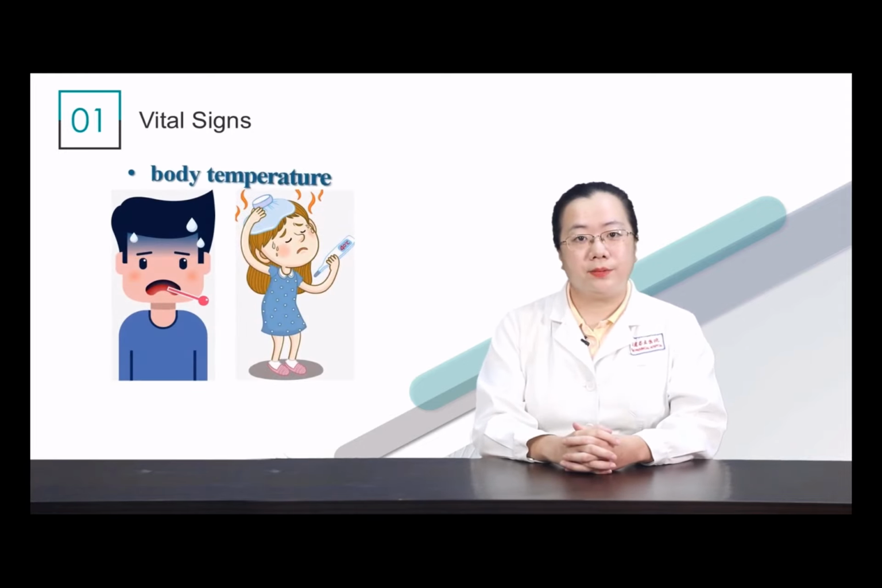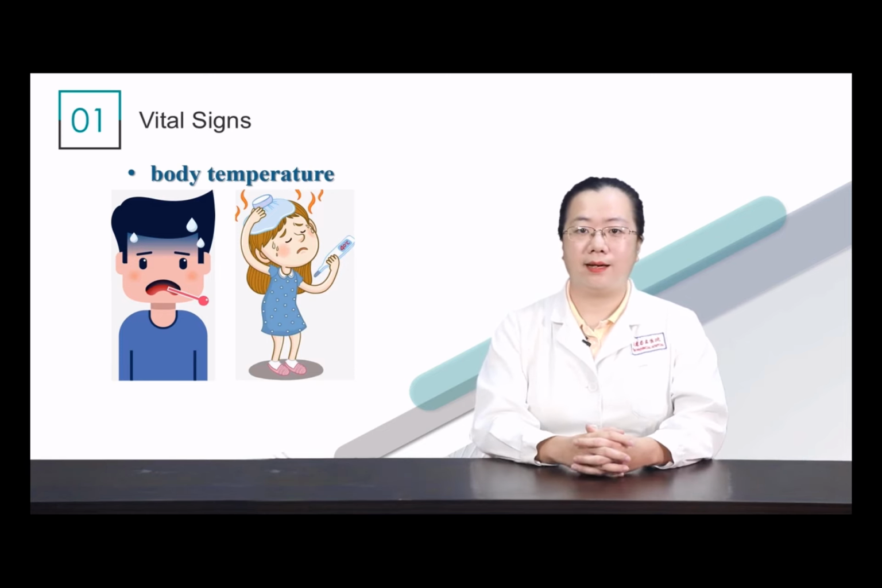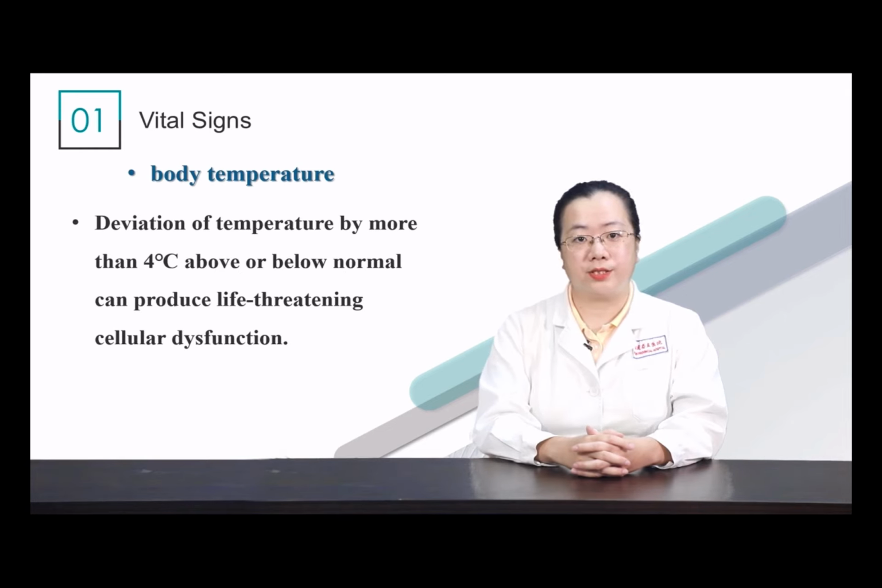Body temperature is the most easily identified vital sign of all. In the COVID-19 epidemic recently, the test of body temperature is widely used and very important to the control of the disease. Internal body temperature is tightly regulated to maintain normal cellular function of vital organs, particularly the brain. Deviation of temperature by more than 4 degrees centigrade above or below normal can produce life-threatening cellular dysfunction. Regulation of internal temperature is controlled by the hypothalamus, which maintains a set point for temperature.